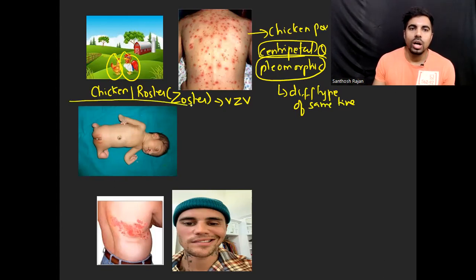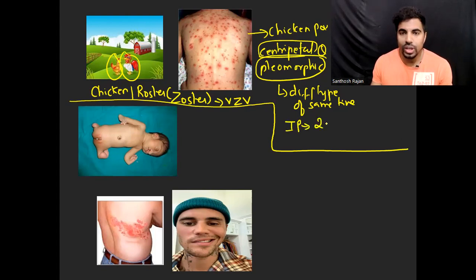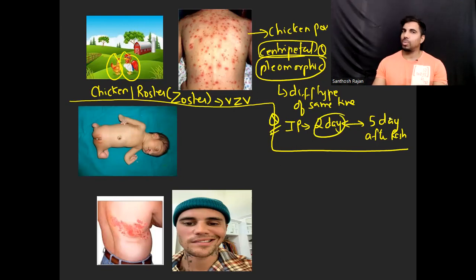Now, what is the infective period of chickenpox? That's important. Please remember, infectivity period is 2 days before and 5 days after the rash. You shouldn't have contact with the patient in this period. For measles, just make it 4 days before and 5 days after. That's a PSM-related question, but of course you can remember from here also. So important. Okay. Got it.